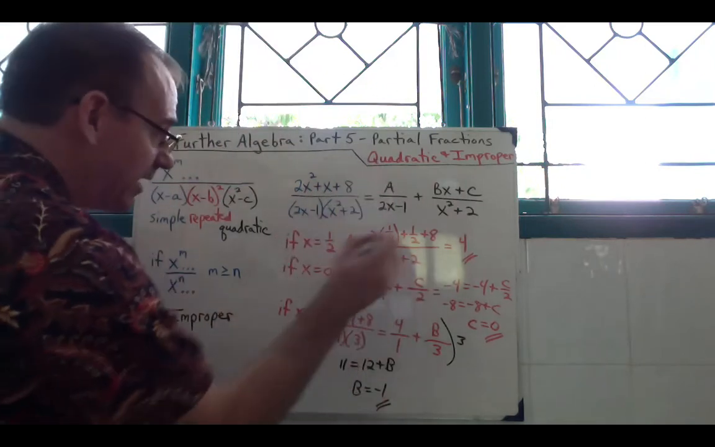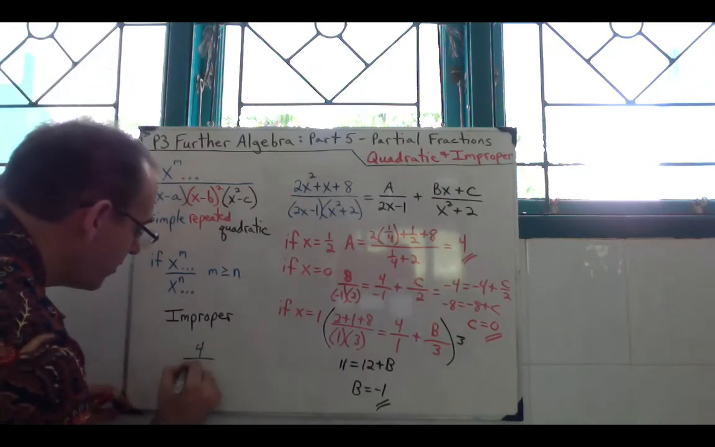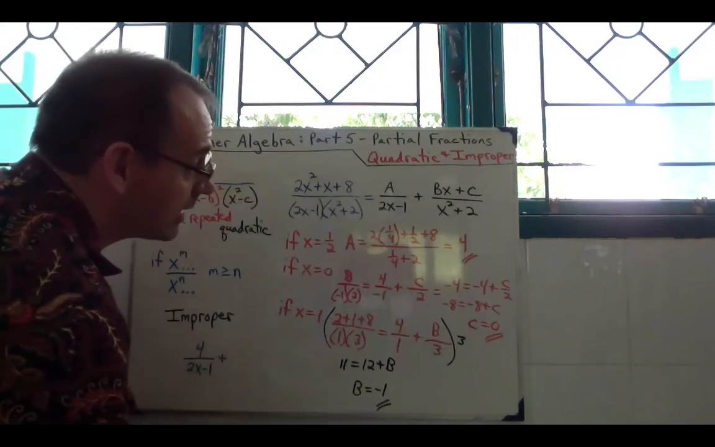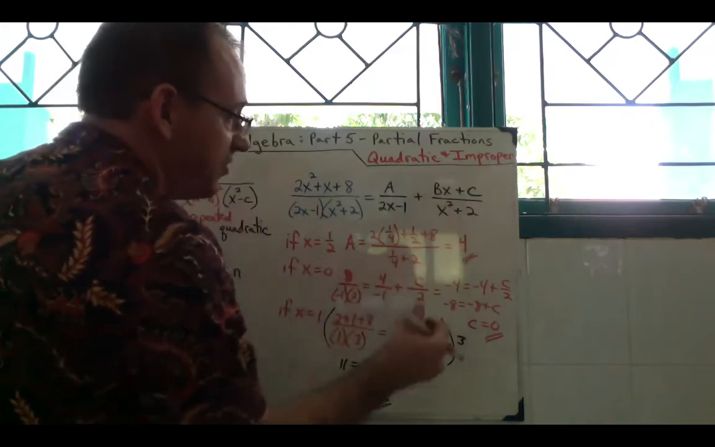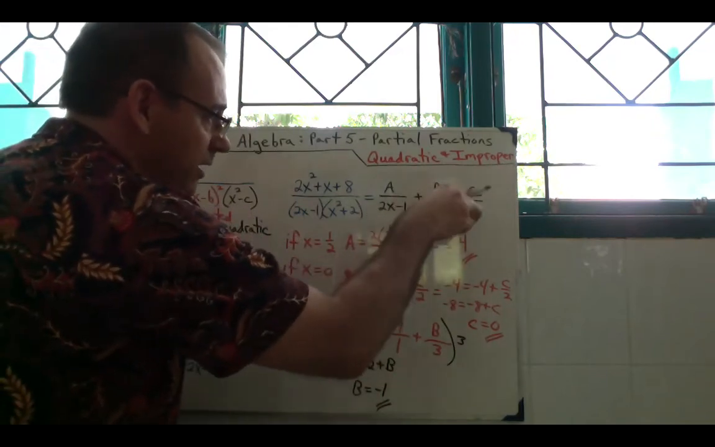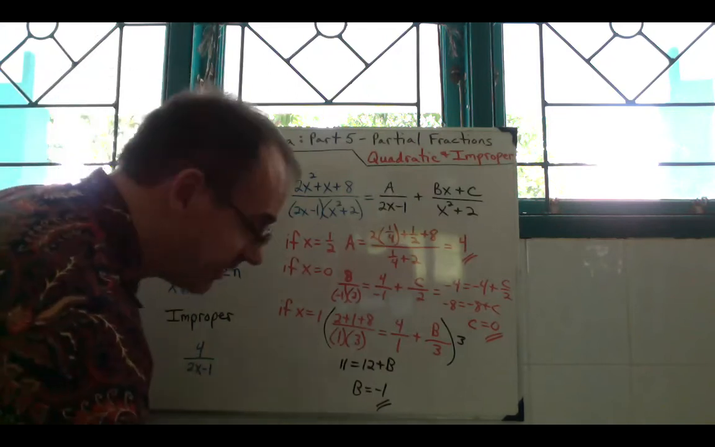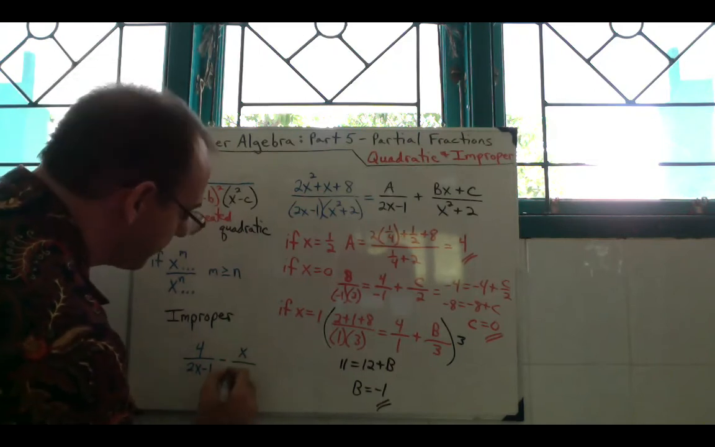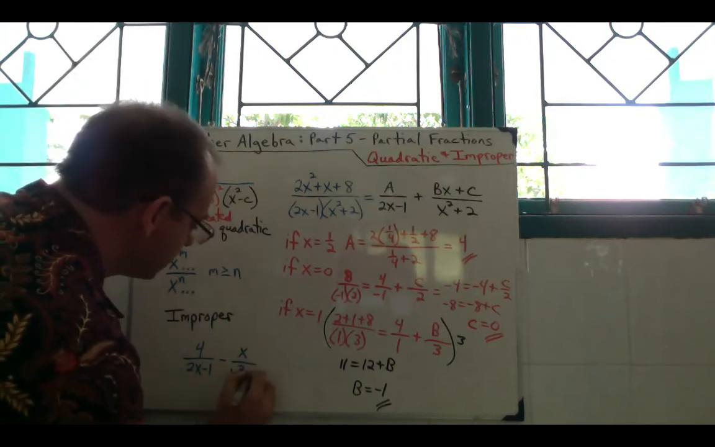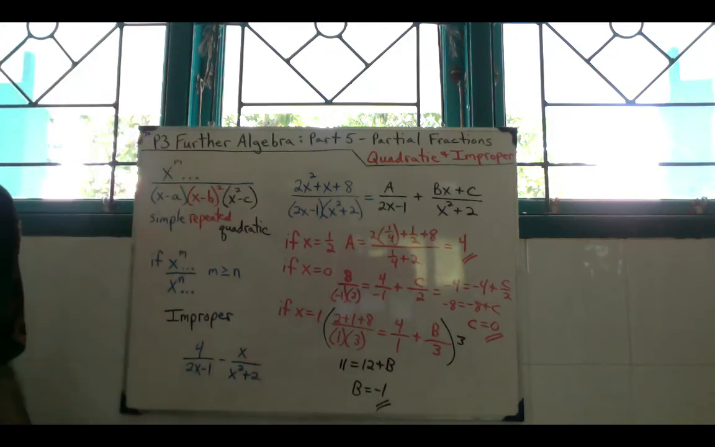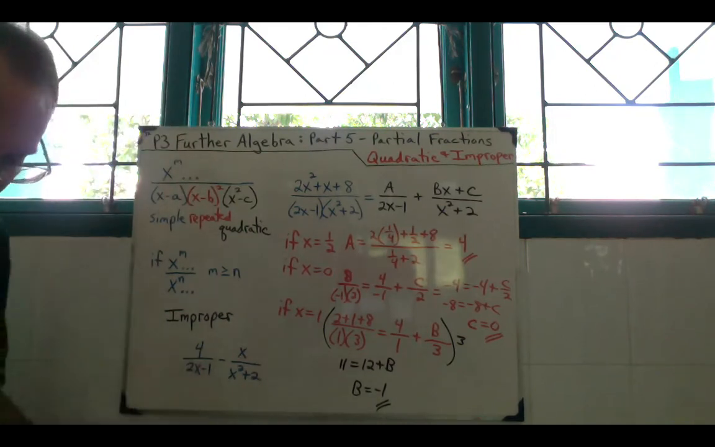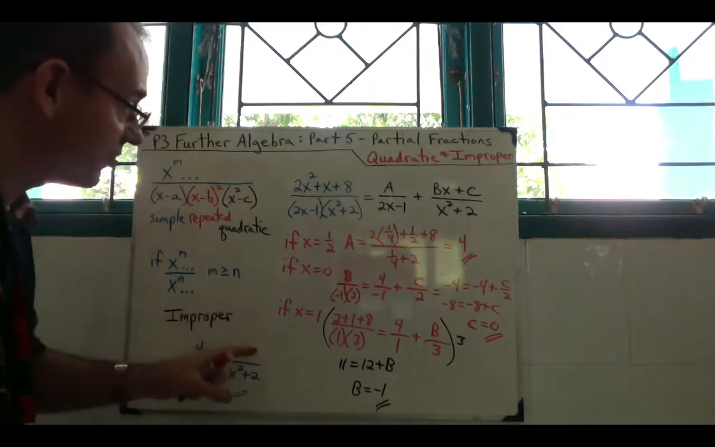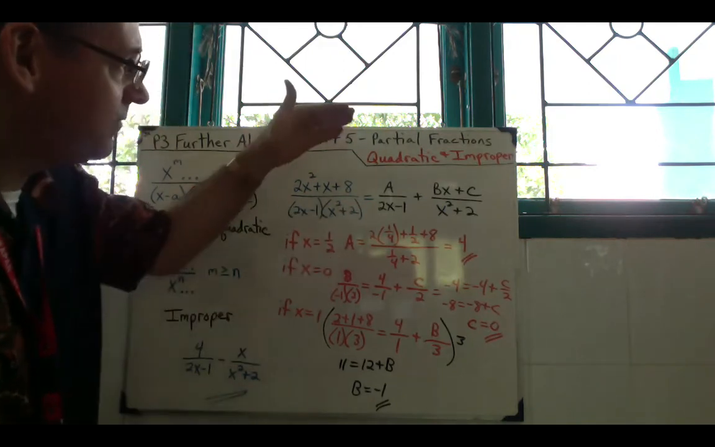So we would have A is 4 over 2x minus 1 plus, or actually minus, since the C is 0, that minus will affect the whole fraction there, minus x over x squared plus 2. So we have a 4 over 2x minus 1 minus an x over x squared plus 2. This is our answer to this up here. In other words, we've done partial fractions.